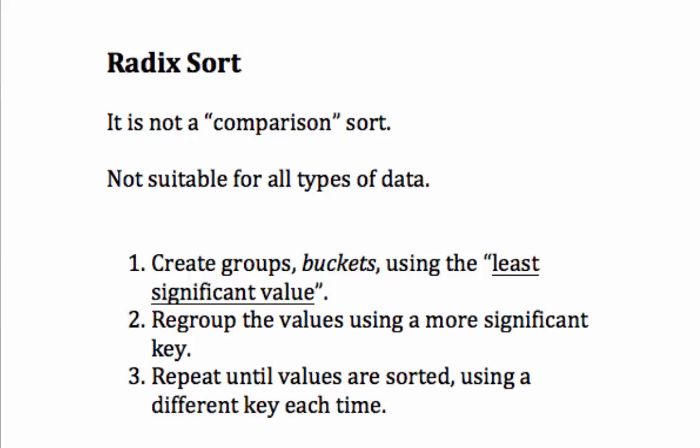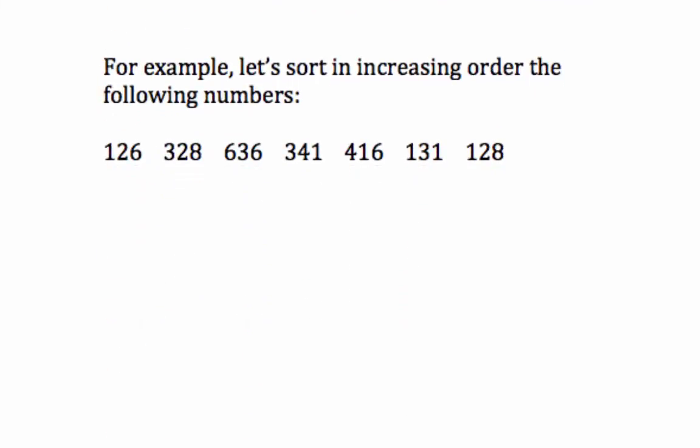The technique is very simple. Essentially, we're going to take a look at the least significant value of the numbers or words or whatever objects we are given, and then create groups, what we call buckets. Once we create the first set of buckets, then we regroup the values using the next significant key, and that gives us a second group, and then a third group and then a fourth group until we have all the values sorted. Things will become more clear as we do the following example.